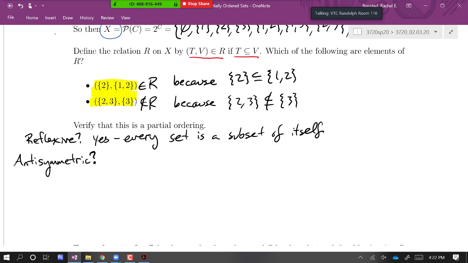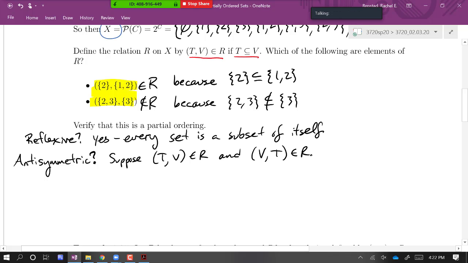So if I want to show that it's antisymmetric, what we want to do is show that if I have an instance of symmetry, it just means that a set was related to itself. So let's suppose that T is related to V, so I have (T, V) in the relation, and I have the relation going the other way, and V is related to T. If T is related to V, that means that T is a subset of V. And if V is related to T, that means that V must be a subset of T. What does it mean if T is a subset of V and V is a subset of T?